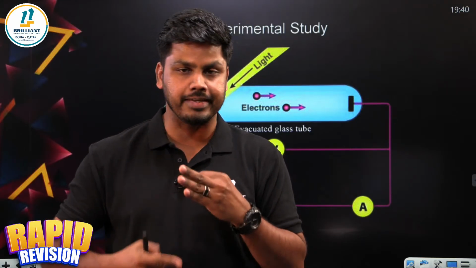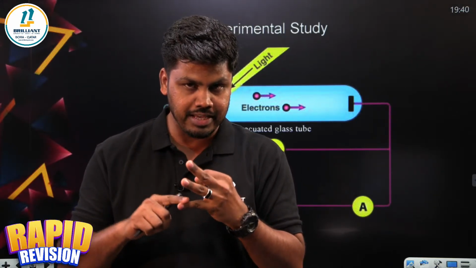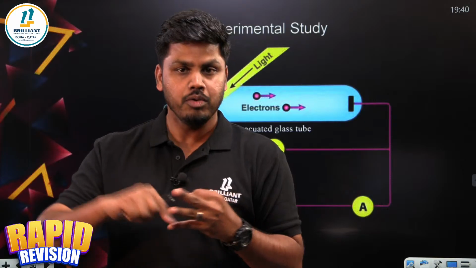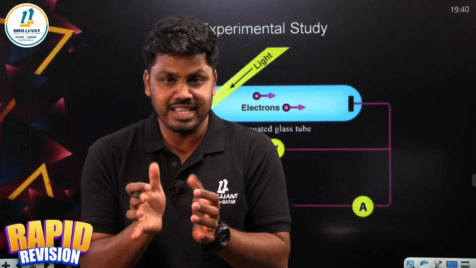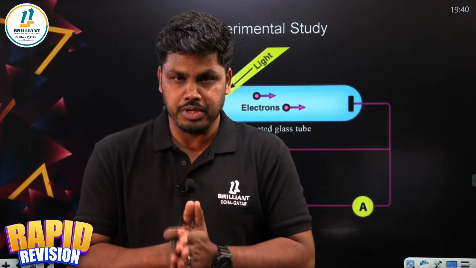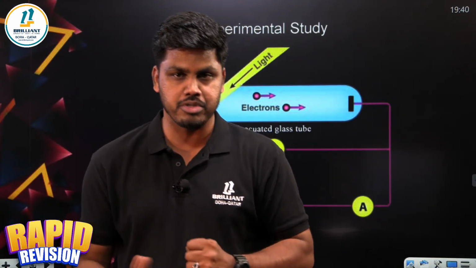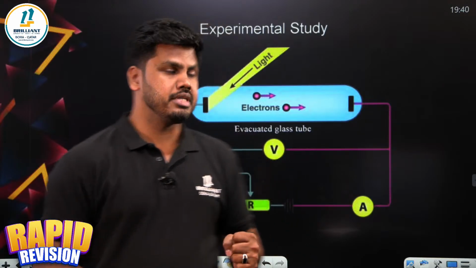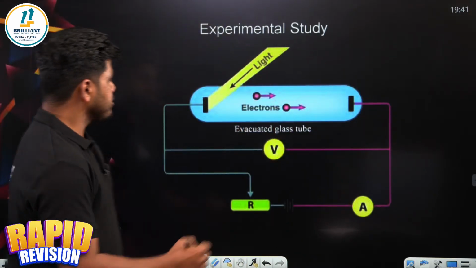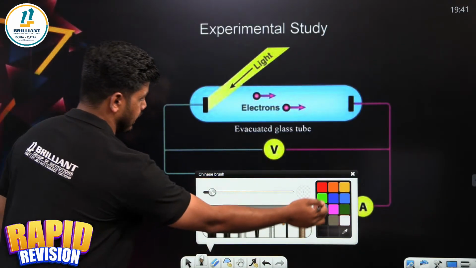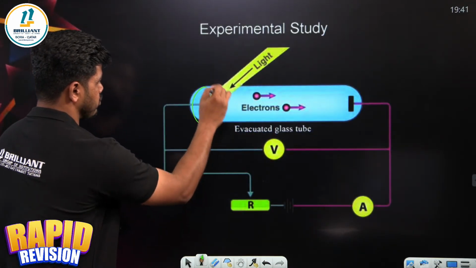Three important factors. We represent the dependence of intensity, frequency, and applied potential on photoelectric emission graphically, and those graphs are very, very important. When we go through the past papers, you can see these graph questions are repeatedly coming. So what was the experimental study? We used a photosensitive material here.